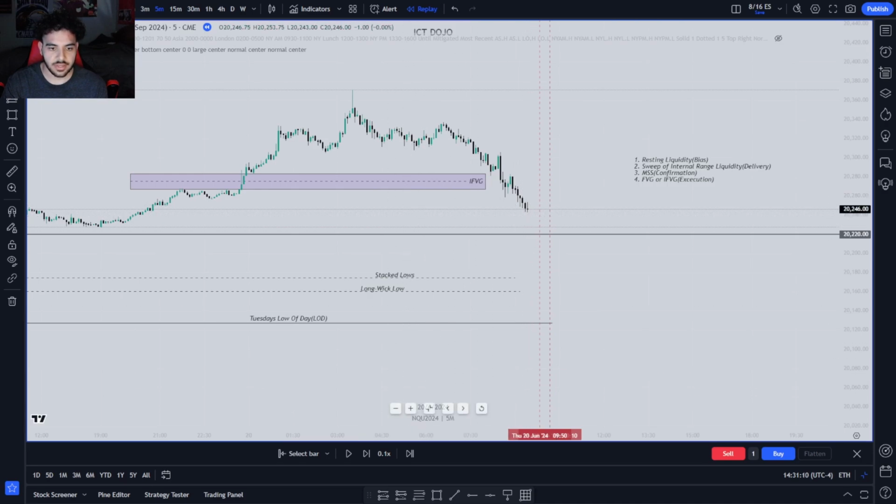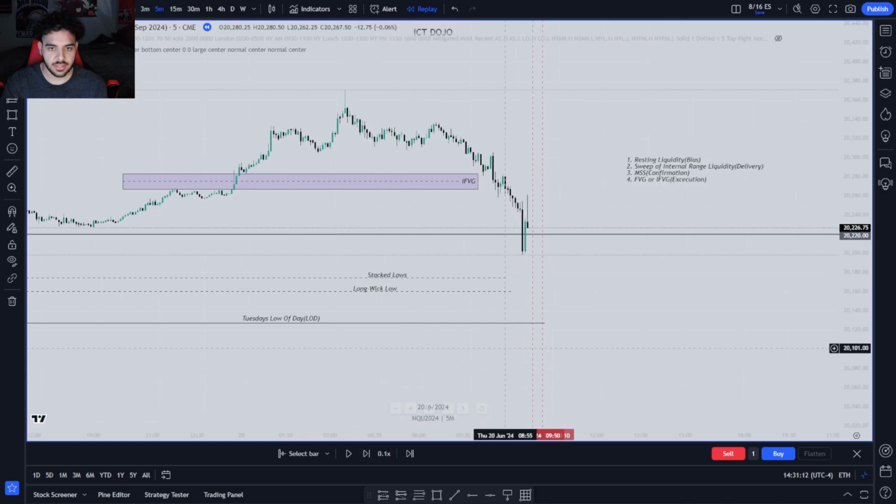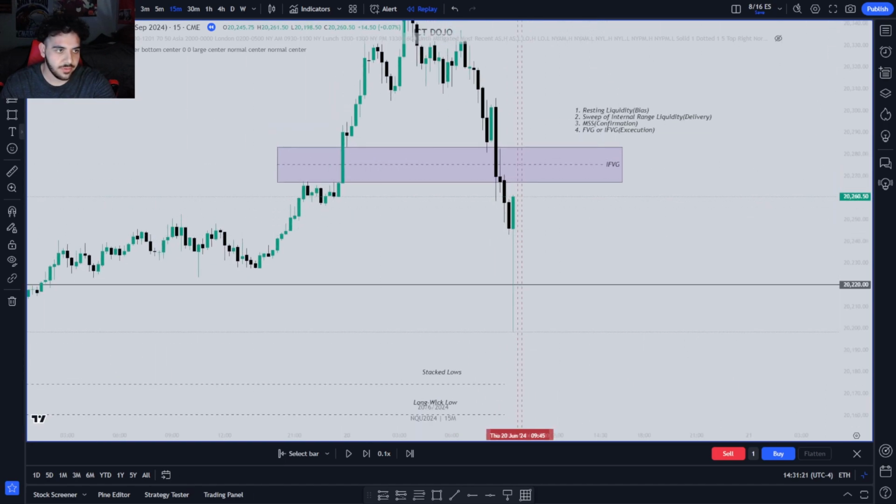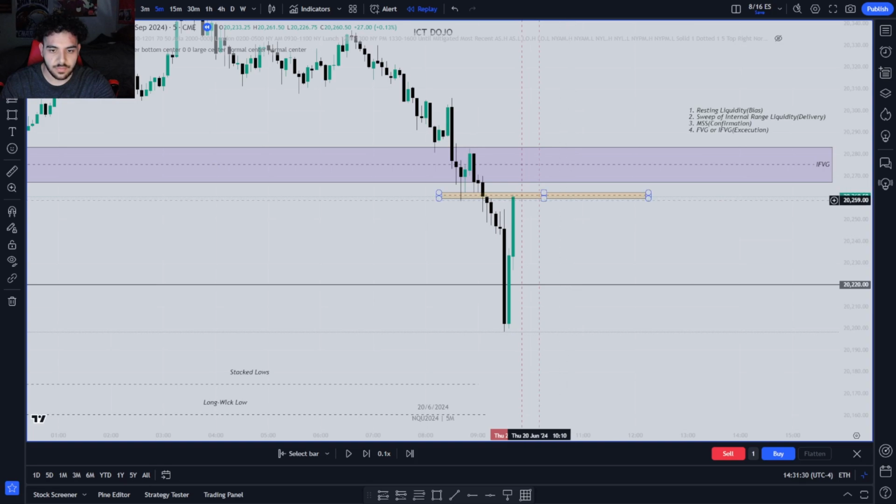Right, so 9:30, I'm going to speed this up right here. Okay, so we have this inversion fair value gap. I'm looking at this 15-minute. And mind you, I'm not taking a trade yet because we're waiting for closer to around this macro. So this is the open. It ran up through our high right here. So just a small retracement.